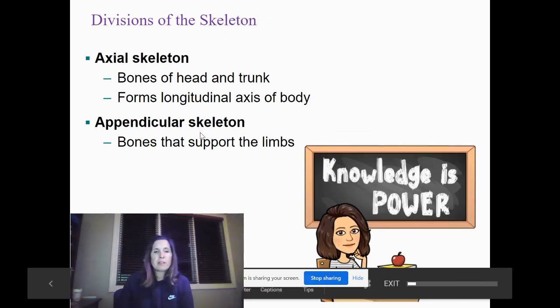Welcome to the axial skeleton. The axial skeleton is made of the bones of the head and trunk, and it forms a longitudinal axis of the body. The appendicular skeleton we will talk about in the next unit, and this is the bones that support the limbs. So basically, that is everything else.